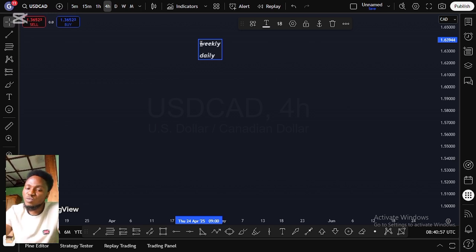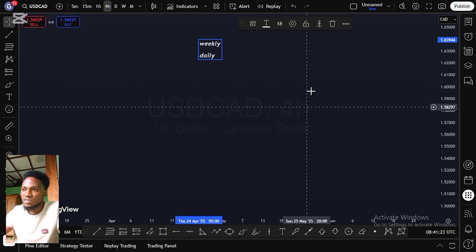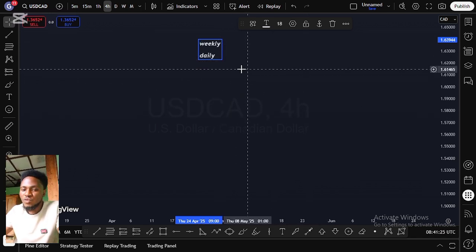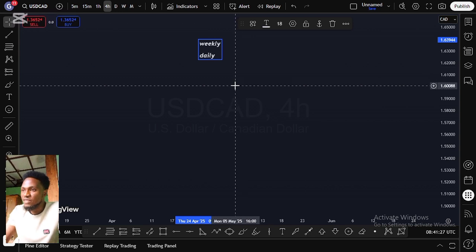So if I'm coming to the weekly, I will just see 1 weekly candle. But on the daily, that's 5. That's 5 candles. You understand? I don't know if you understand. And if I come to the 4 hour, I think that would be about 26 or 28 thereabout. I'll check it. So that's how it is.